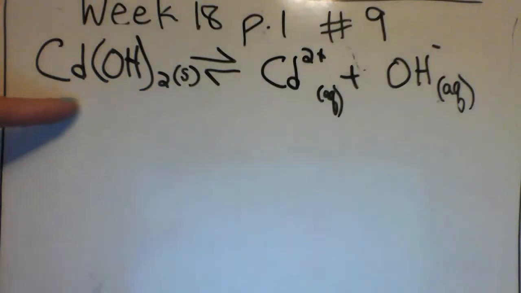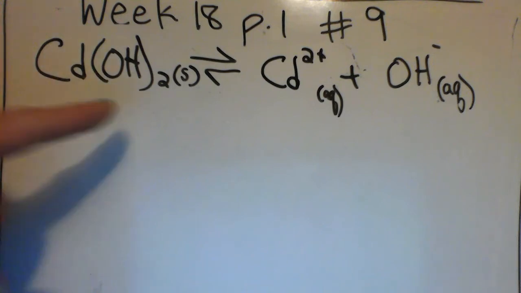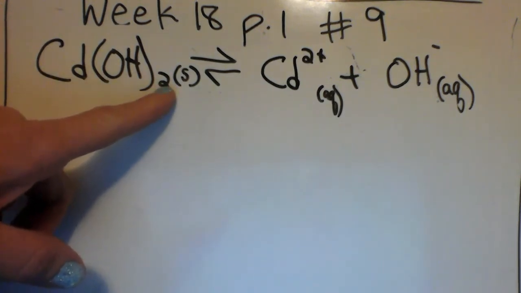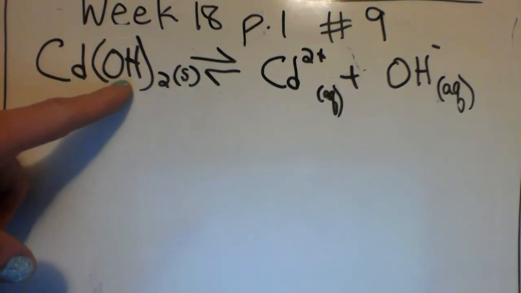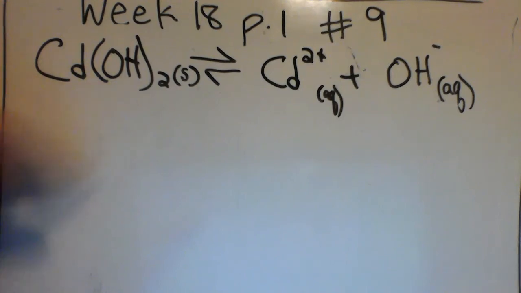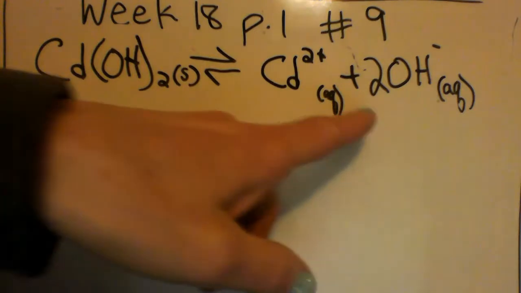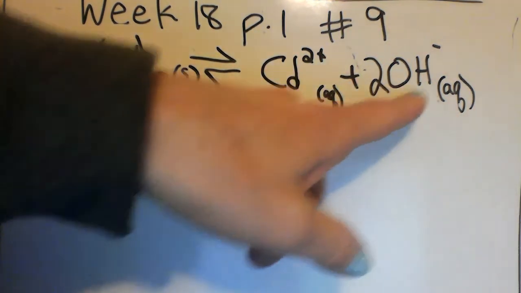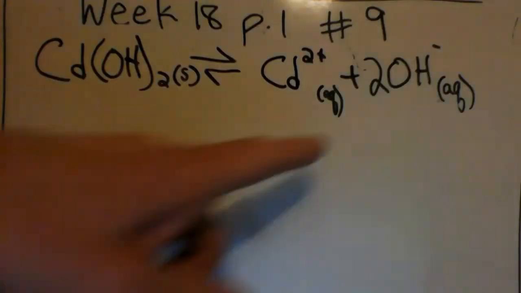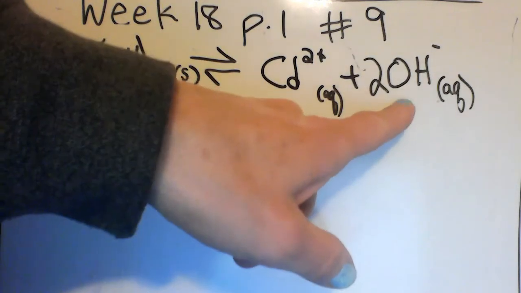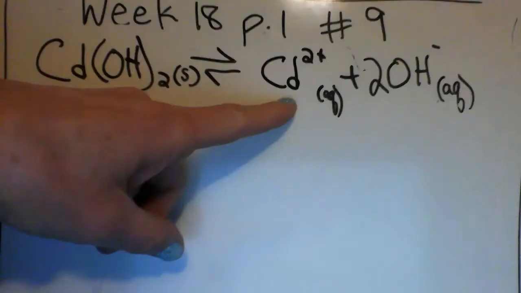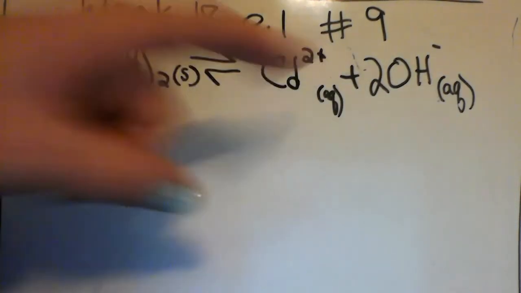On this side, it's a solid. Now we have to remember that this 2 here means that there are 2 hydroxide ions. So we put a coefficient of 2 to show the 2 hydroxide ions. Now we know hydroxide has a charge of -1 for a total charge of -2, and therefore cadmium must have a charge of +2.